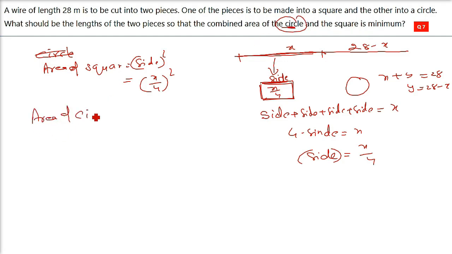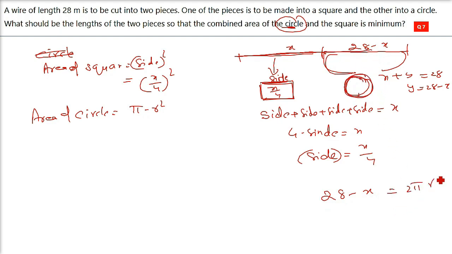Now coming to the area of the circle, which is going to be pi r square. We are interested in the radius of this circle. The radius is computed from the perimeter of the circle, because 28 minus x is going to be formed as the periphery of the circle. So 28 minus x is the perimeter of the circle, and the circle perimeter is simply 2 pi r. From here you are going to get r in terms of x. r is simply 28 minus x divided by 2 pi.